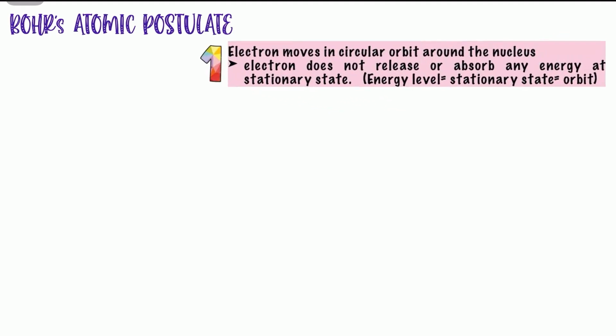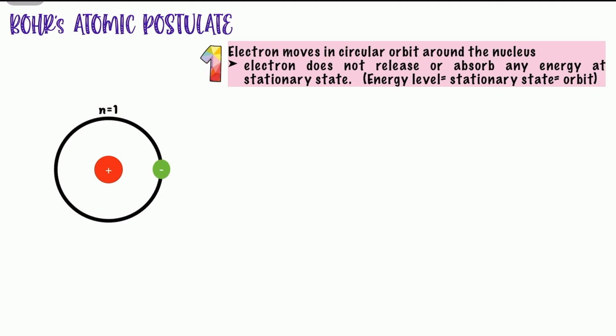In Bohr's atomic postulate, there are 4 postulates. First, electron move in circular orbit around the nucleus. Let's say we have proton with the positive charge in the nucleus and electron with the negative charge.